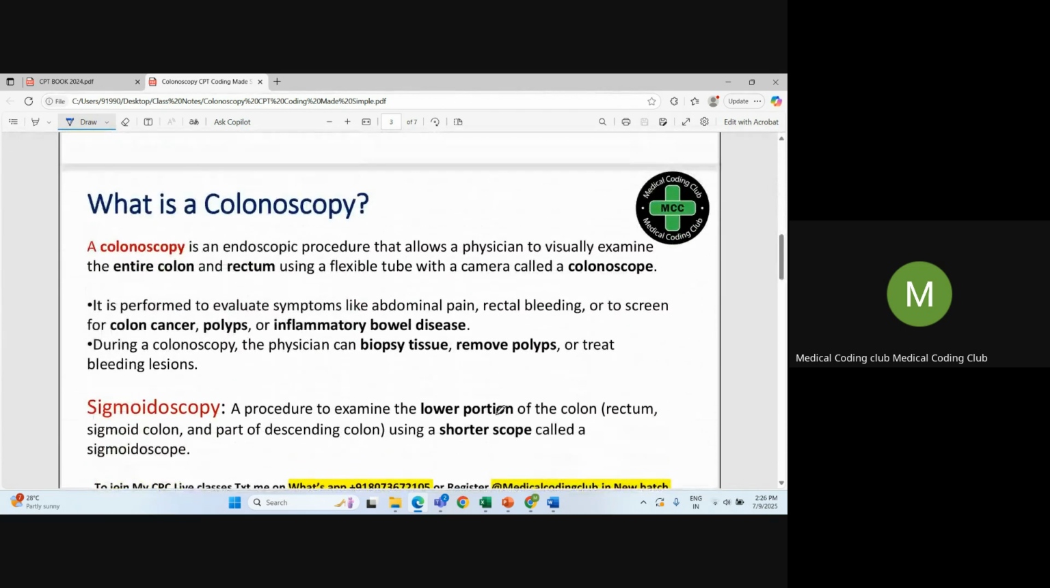So firstly, we will understand what is colonoscopy. In the CPT colonoscopy concept, you must know the difference between colonoscopy and sigmoidoscopy, which is very important because many coders go wrong by misunderstanding these two concepts. So I am going to break this down in a simple way.